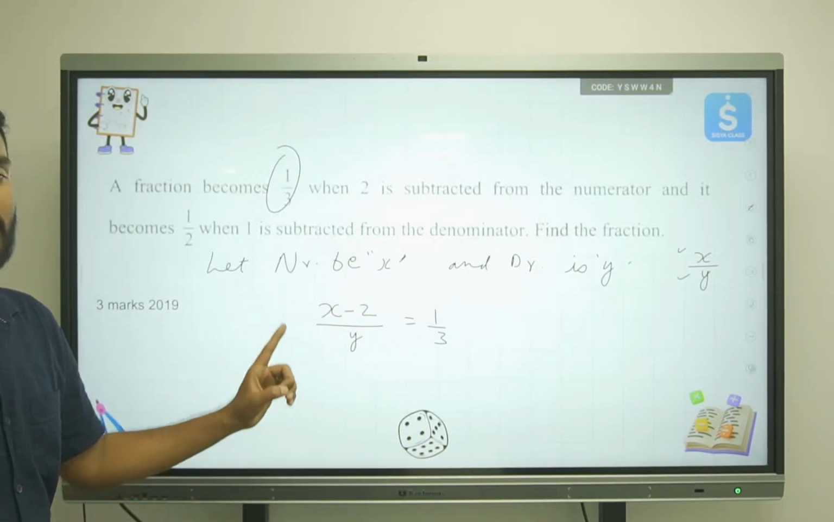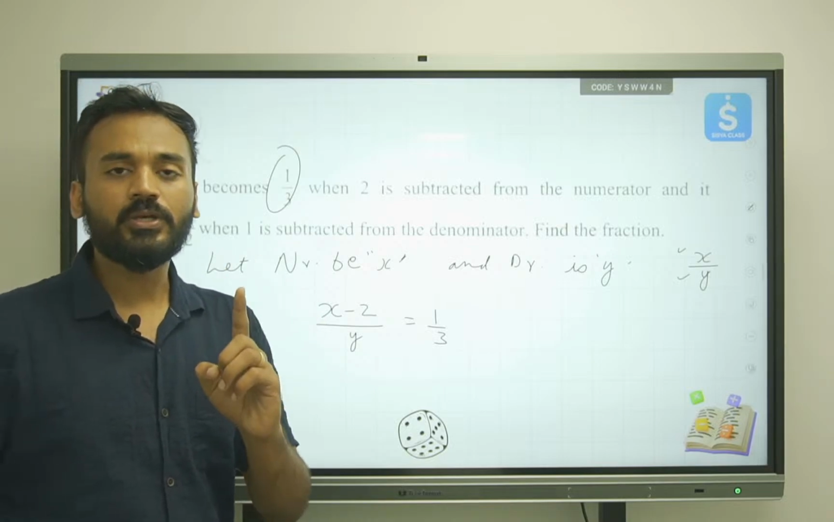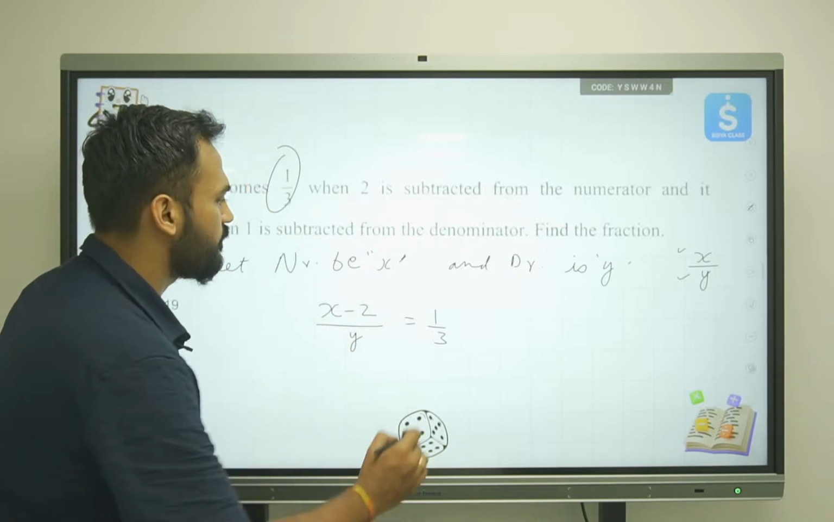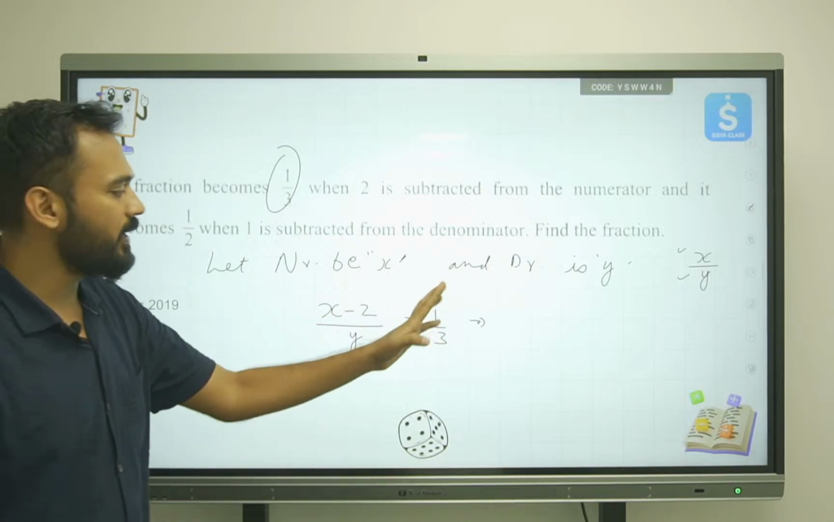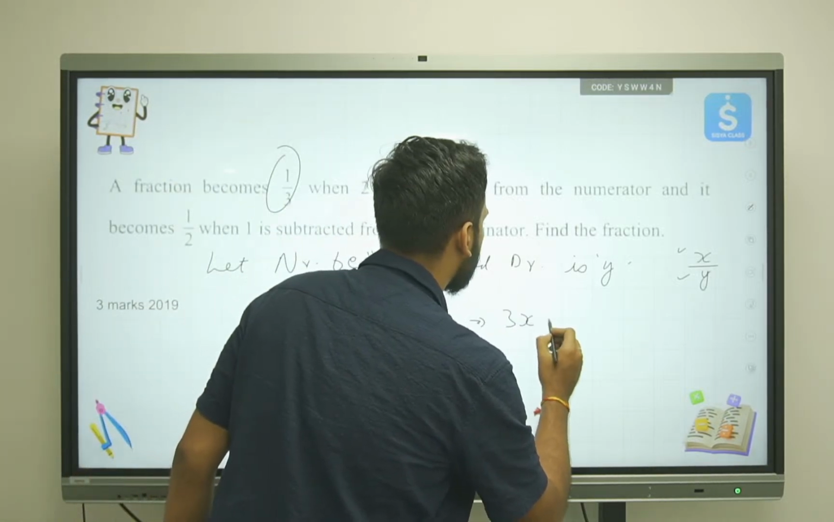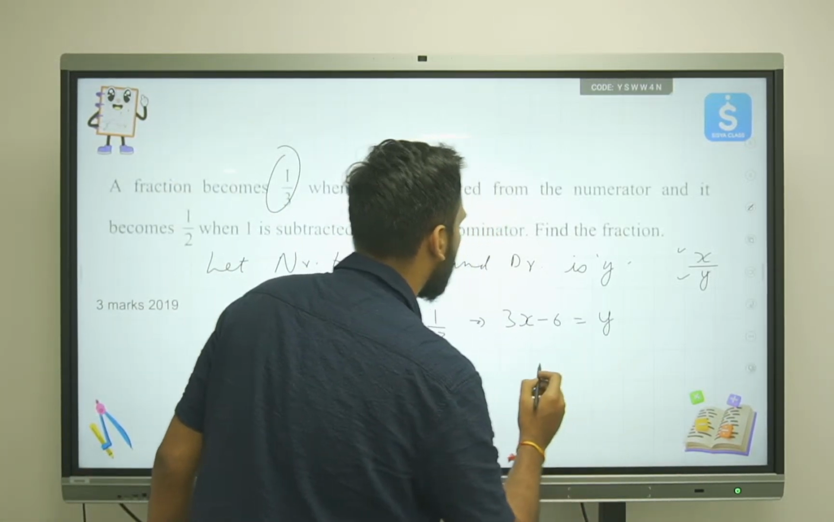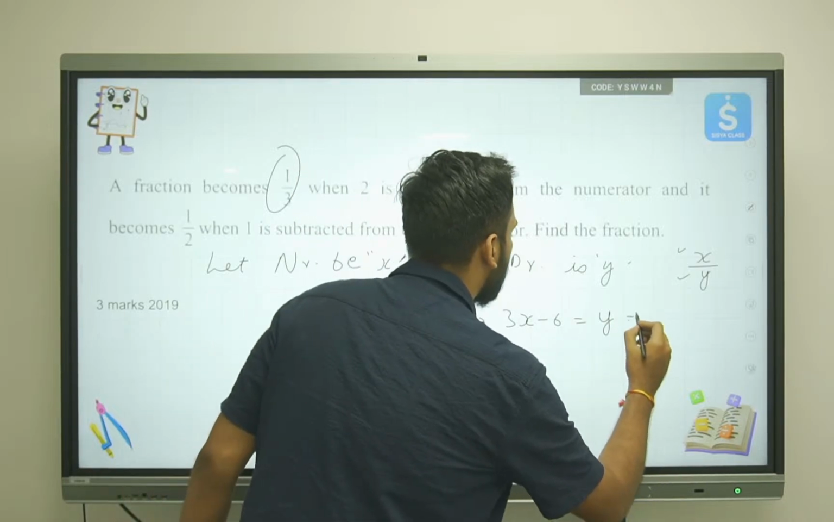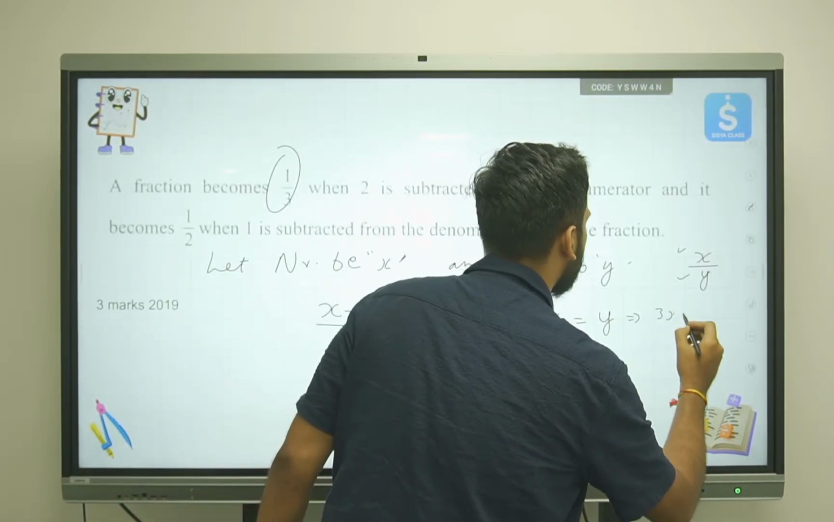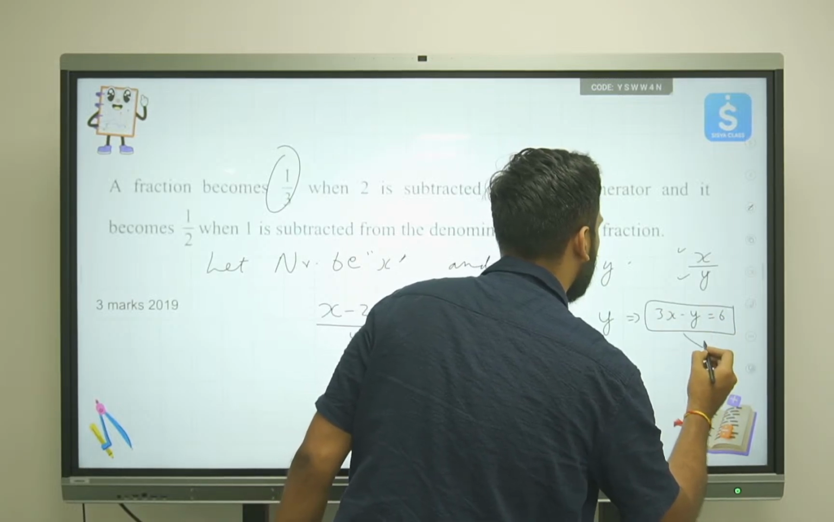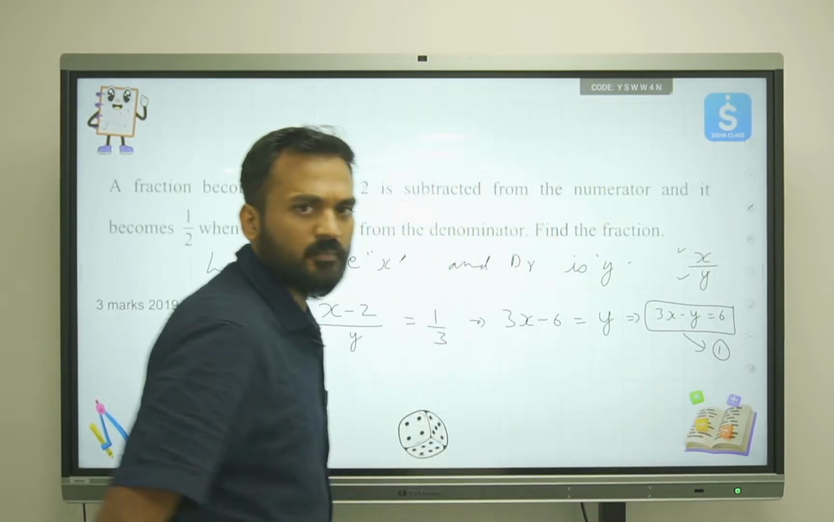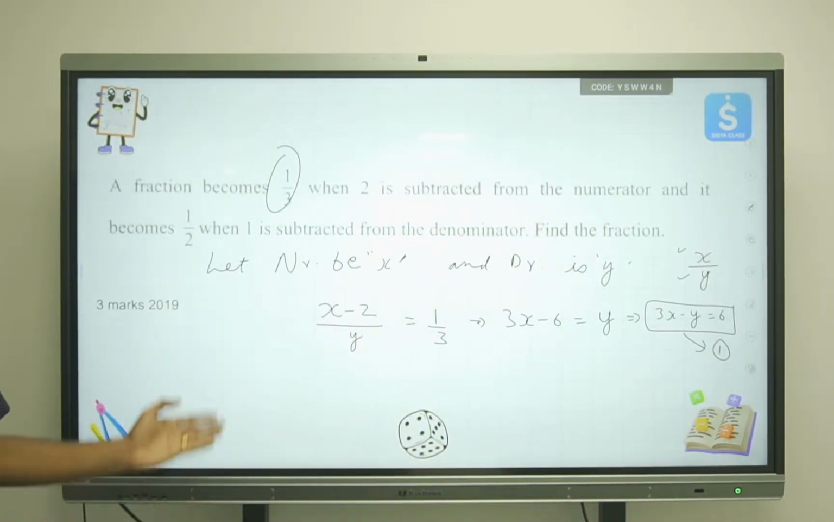Solving this relation, I'll be getting one equation in terms of x and y. So let's find out that relation. When we solve this, 3x minus 6 will be equal to y. When you simplify this, you will be getting 3x minus y is equal to 6. Let us call this equation number 1. Clear? First equation clear.